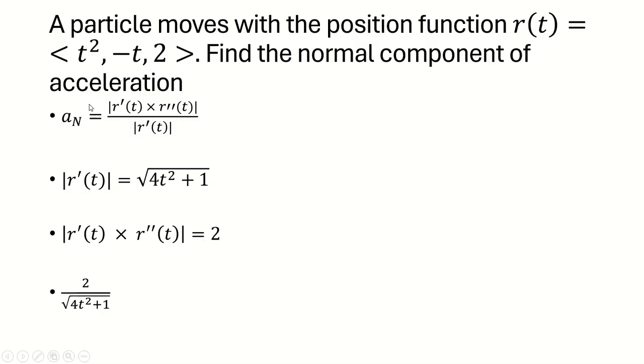So now we just plug in what we have. We said that the denominator, the length of r prime of t, is the square root of 4t squared plus 1. And the length of r prime of t cross r double prime of t is 2. That gives us 2 over the square root of 4t squared plus 1. And that is our final answer.